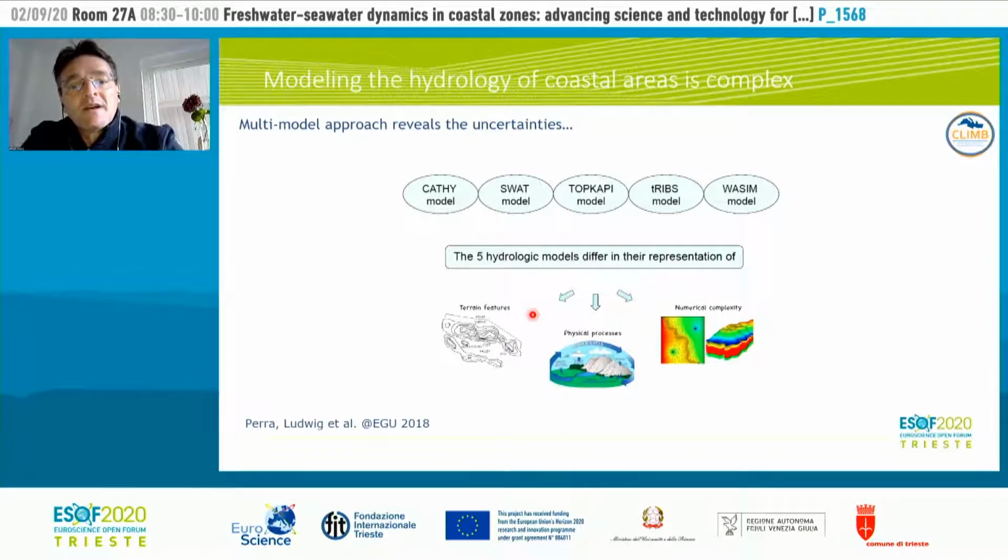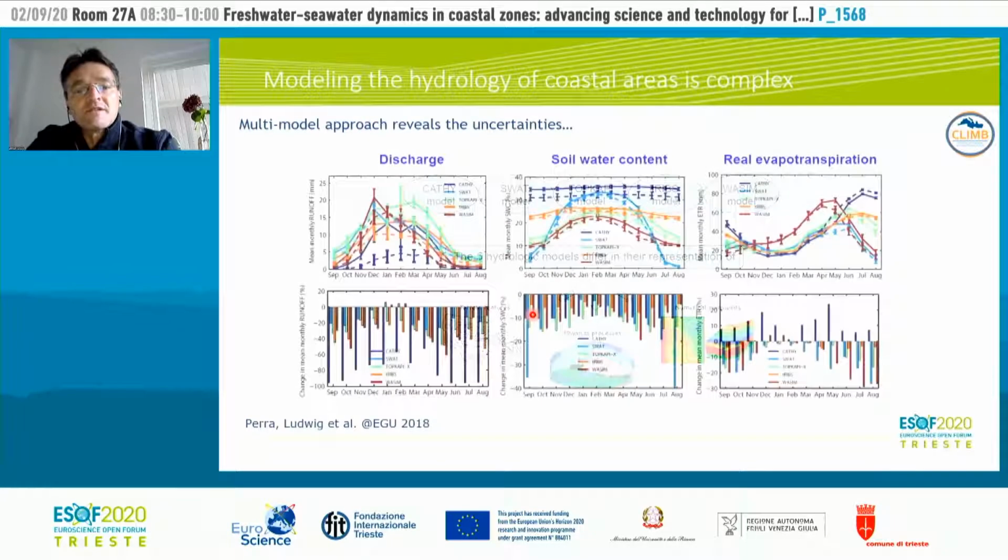And she was showing for 5 different hydrological models, on a case study in Sardinia, how different the results can be depending on your choice of model, and how that model reflects terrain features, how the physical processes are represented there, and what the numerical complexities are. And without getting into too much detail, you see there are 5 different models here. I'm just showing one figure of the results.